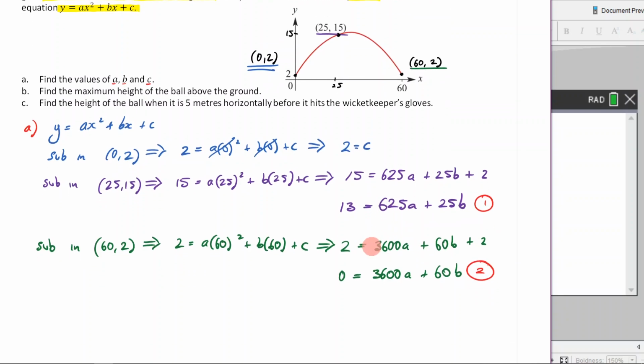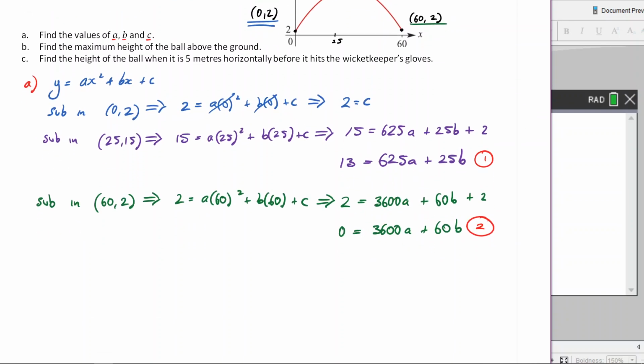So what I'm now going to do is I'm going to solve the simultaneous equations 1 and 2. And then I'll get my red pen. And you could do this by different means. We're going to use our CAS. So I'm going to solve the simultaneous equations 1 and 2.